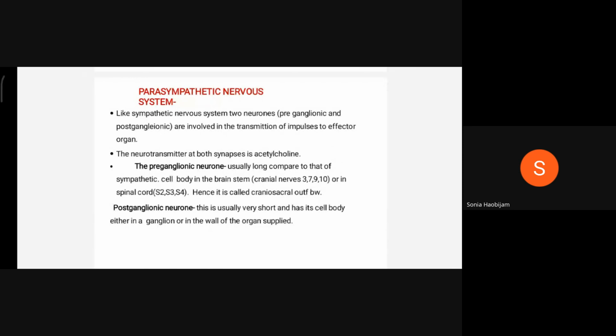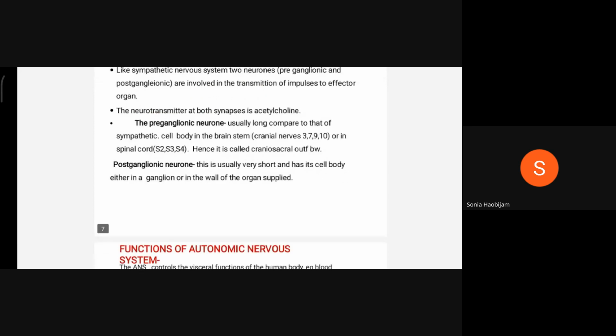And what are the preganglionic neurons of the parasympathetic nervous system in the cranium? Those are cranial nerves 3, 7, 9, and 10. And in the spinal cord, those neurons are S2, S3, and S4. Hence, it is called craniosacral outflow.